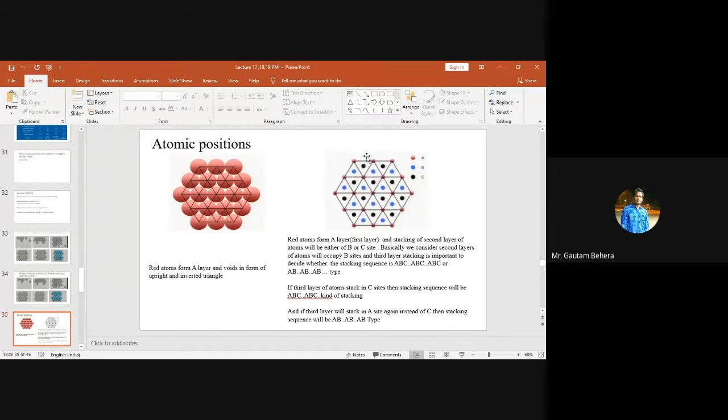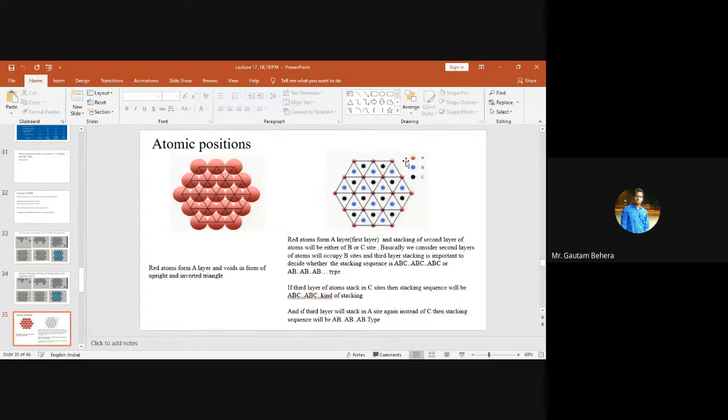So just have a look. We have voids which are black dots, and we have voids which are blue points. So that means if the blue points are fulfilled by the second layer, the black dots will not be fulfilled, right? In another way, I can say if the black positions are fulfilled by the second layer, the blue positions will not be fulfilled because of the big size of the atoms. Fine. So here, the size of the atoms has been reduced so that we can show you the voids. That is the thing here.